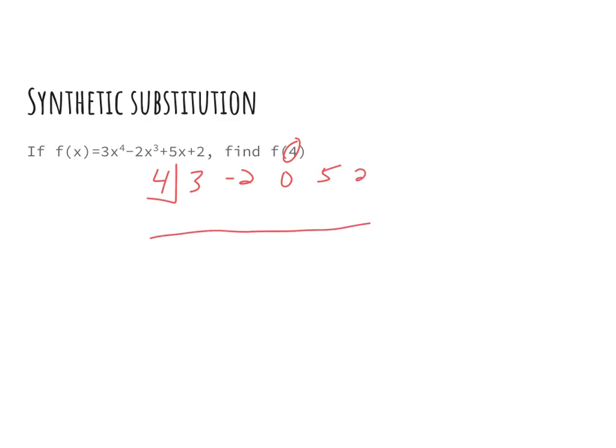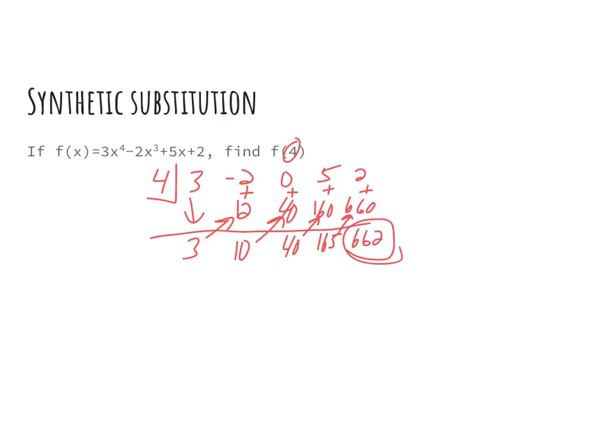Then we're going to do synthetic division. So the 3 gets brought down. The 3 times the 4 gives us 12. We add vertically. We get a 10. Multiply by the 4, again 40. Add. Multiply it over here. Add vertically. Multiply again. And we multiply 165 by 4 and we get 660. Add vertically again. And we get 662.